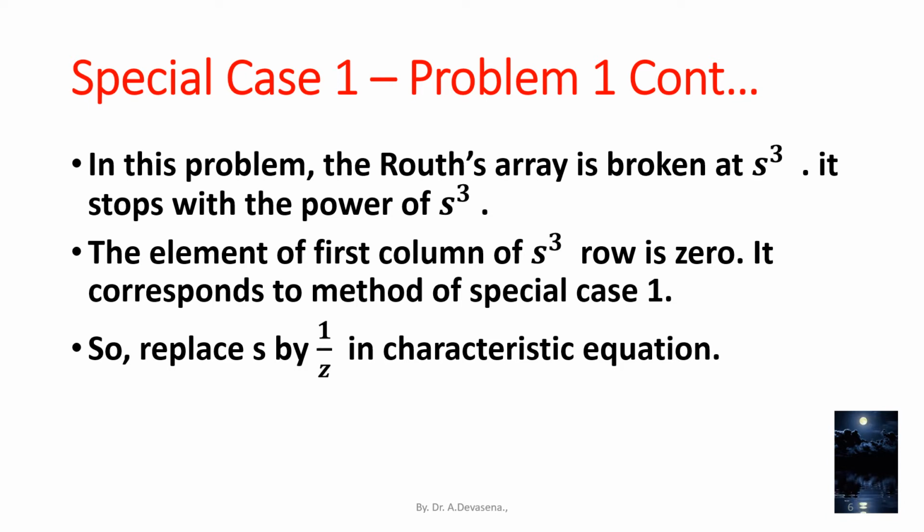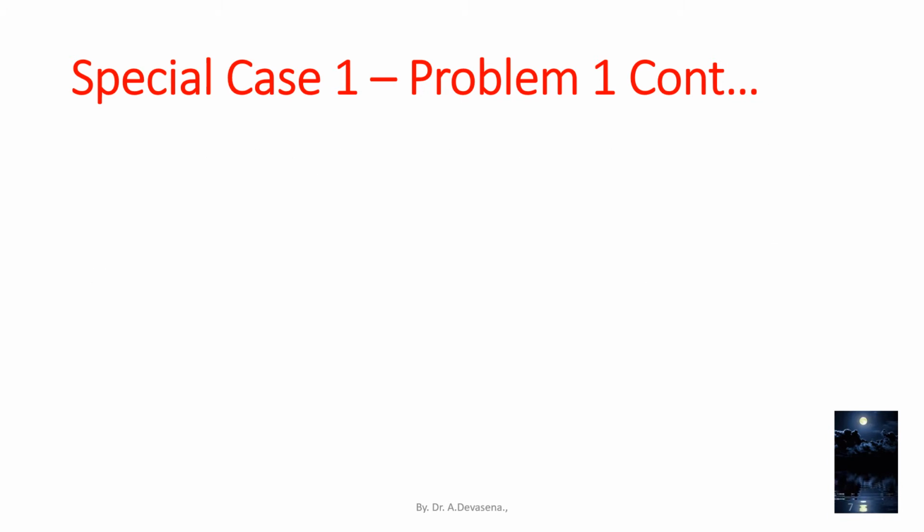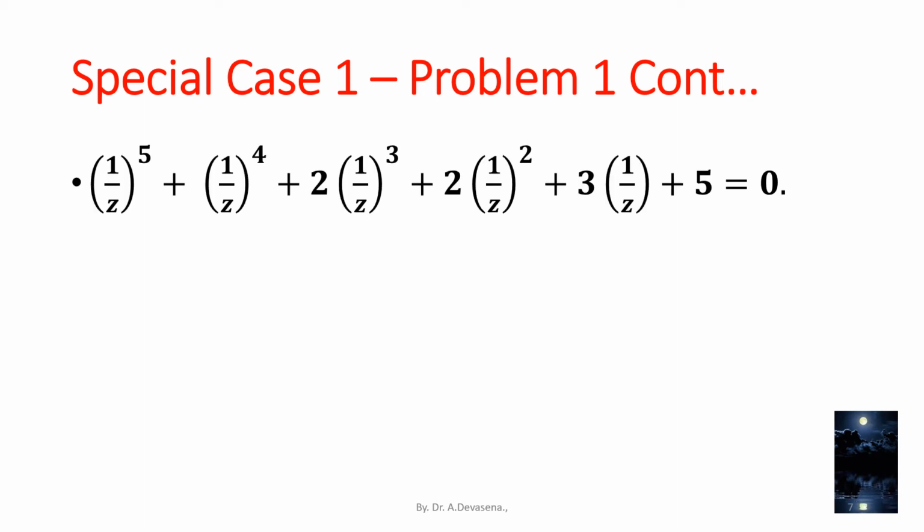So replace s by 1 by z in the characteristic equation. After substituting s is equal to 1 by z in the given characteristic equation, the new characteristic equation becomes (1 by z) power 5 plus (1 by z) power 4 plus 2 into (1 by z) power 3 plus 2 into (1 by z) power 2 plus 3 into 1 by z plus 5, that is equal to 0.